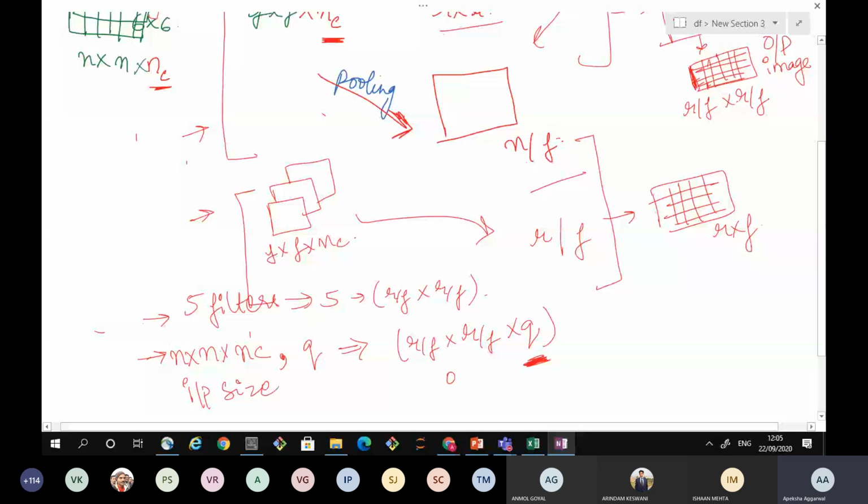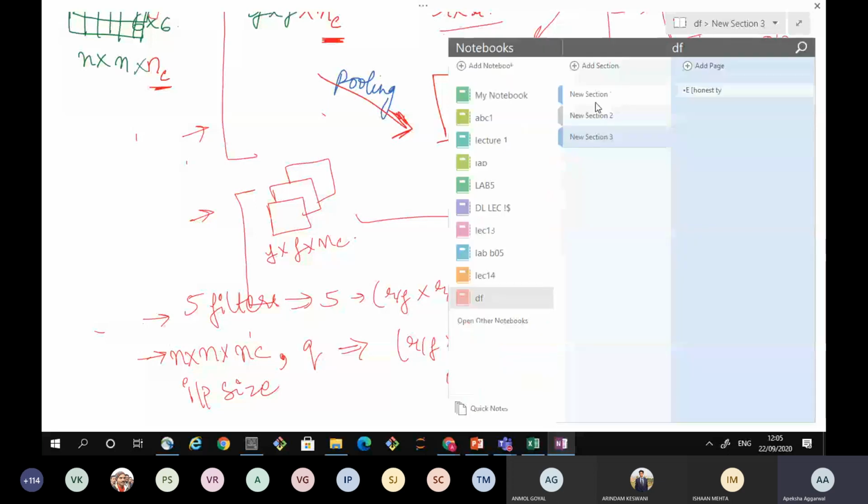So after this whole process is done, only one convolution layer and pooling layer is done. So whatever process we have covered till now, this explains this part only.